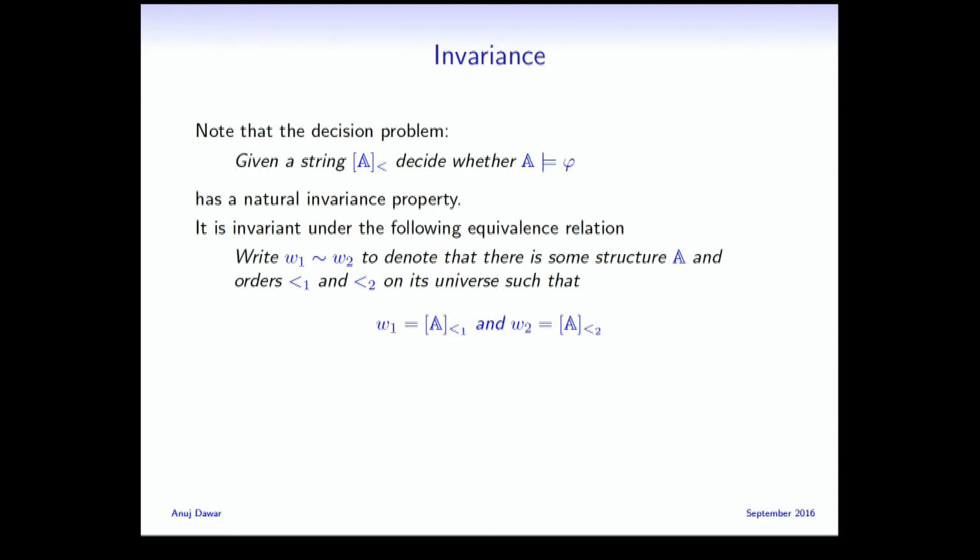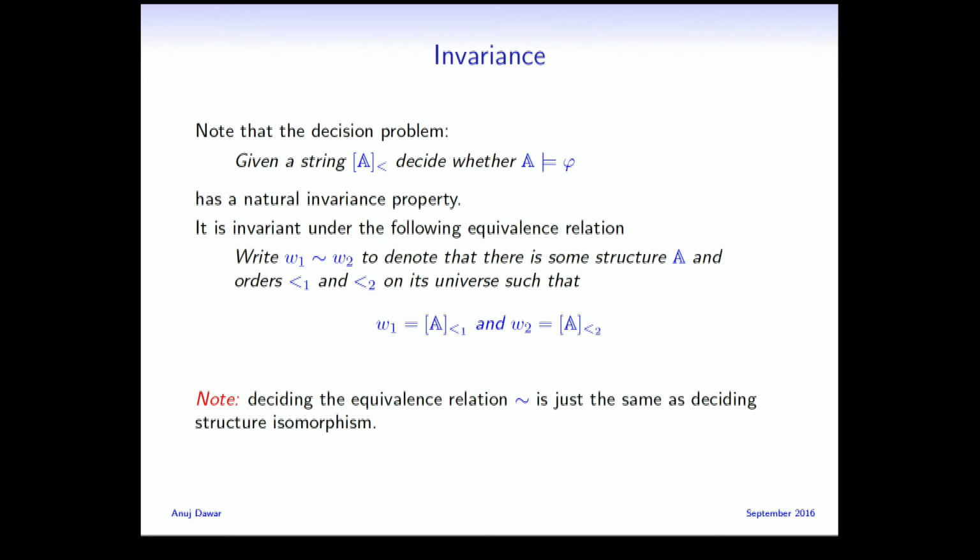Two strings are equivalent if there is some structure and two different orders which yield these two strings as representations of the same structure, right? So any language, any class of strings we're interested in is invariant under this equivalence relation. And now you can ask how hard it is to decide this equivalence relation, and this is of course just isomorphism. The graph isomorphism problem is what the complexity of this equivalence relation is. Okay. Having said that, I'm no longer going to worry about the actual details of an encoding of strings, having peeked under the hood, as they say, and we'll leave it there.